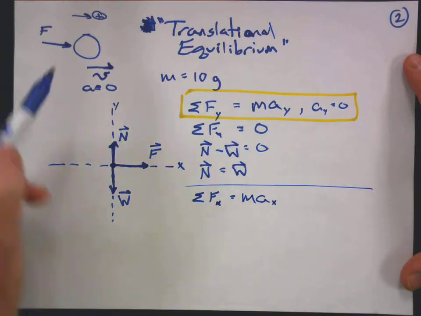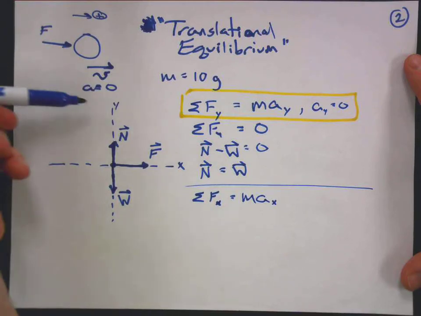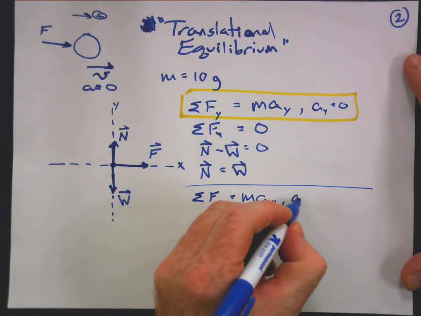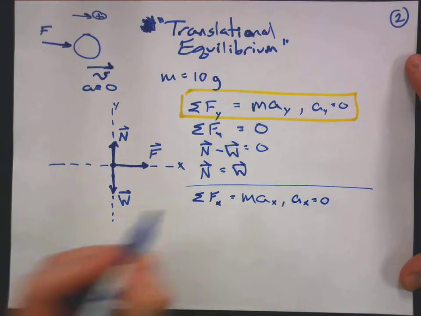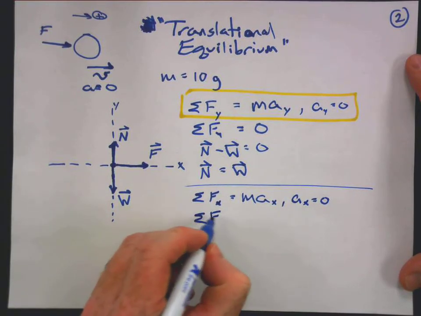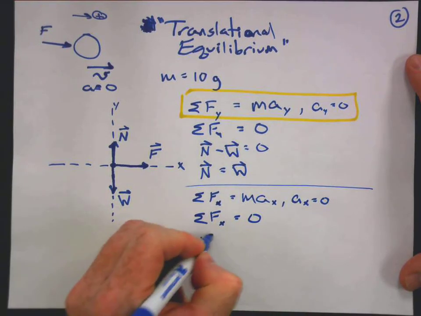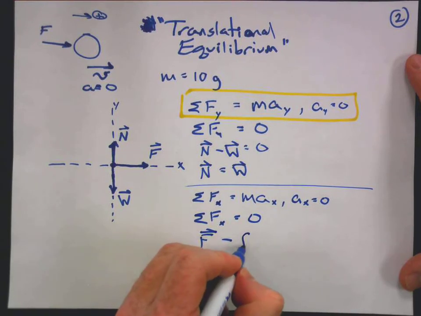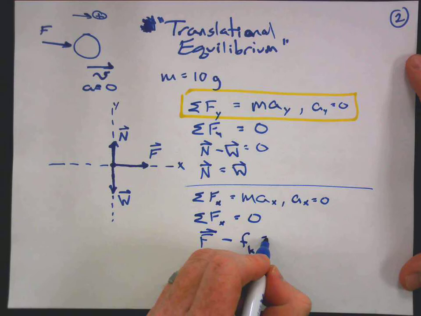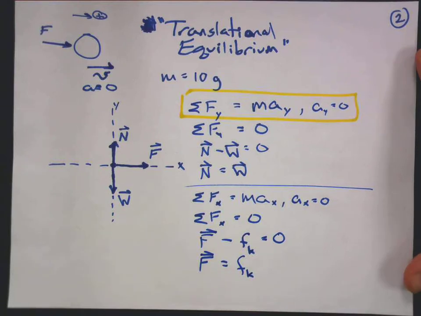Okay, but in this situation, it's translational equilibrium. The acceleration in that direction is 0. The a_x is 0. So therefore I can say the sum of forces is also 0. So the sum of forces in the x is 0. What are those forces? That's my applied force, and in the negative direction, I have my force of kinetic friction. There it is. And the sum equals 0. Therefore, my applied force equals that force of kinetic friction.